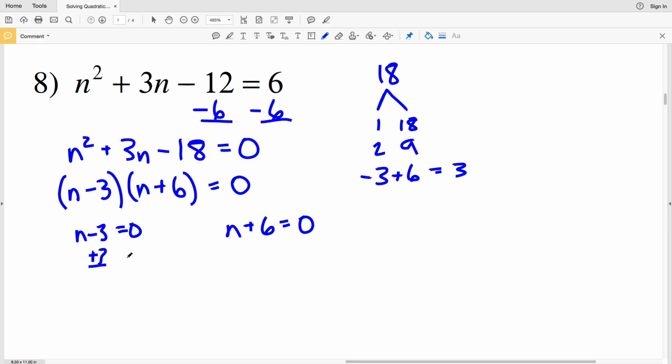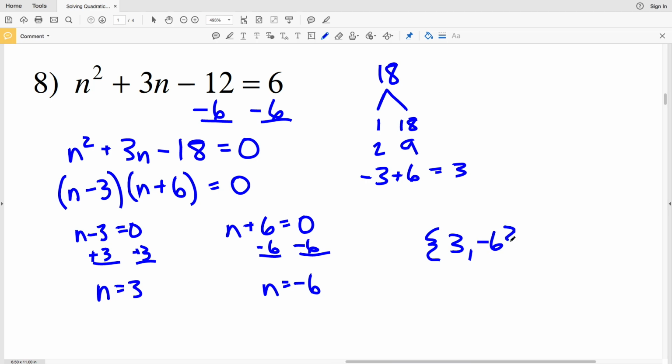So I'll add 3 to both sides in my first equation. So n is equal to 3 is one solution, and then when I subtract 6 from both sides of my other equation, n is equal to negative 6 is my other solution. So in number 8, my solution is 3 and negative 6.